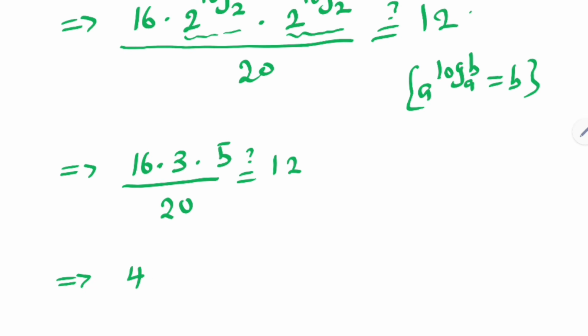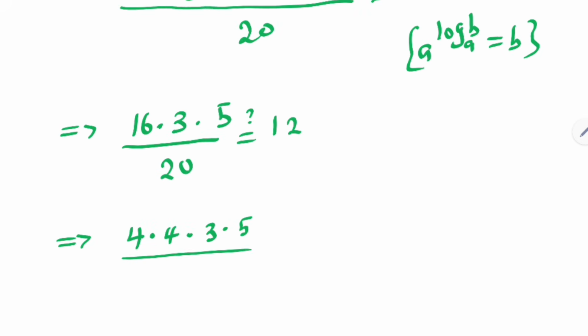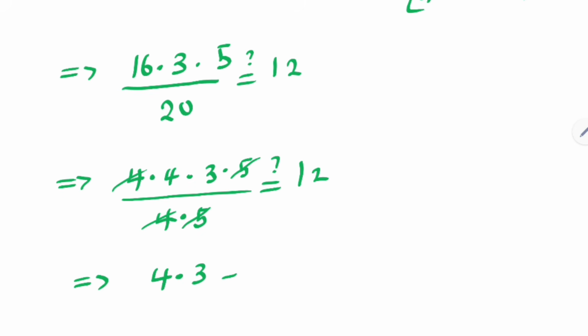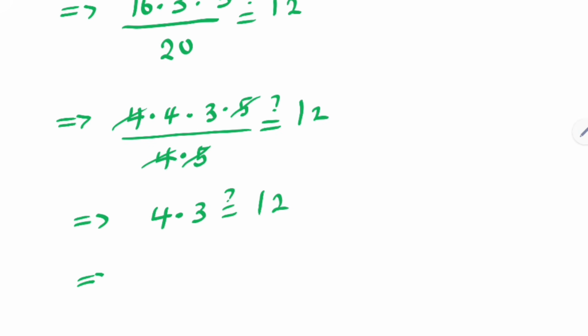16 is 4 multiplied by 4, then multiplied by 3 multiplied by 5 divided by 20, which is 4 multiplied by 5, must be equal to 12. This 5 takes care of this 5. 4 here 1, 4 here 1. Now we have 4 multiplied by 3 must be equal to 12. 4 multiplied by 3, this is 12, is equal to 12, which is true.